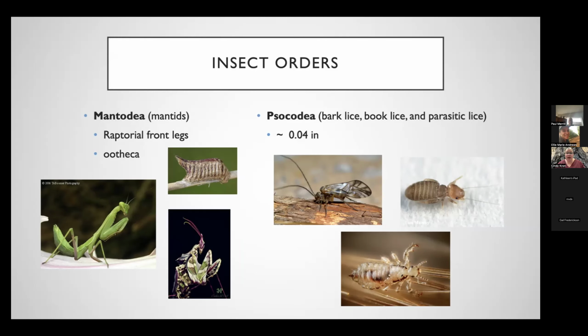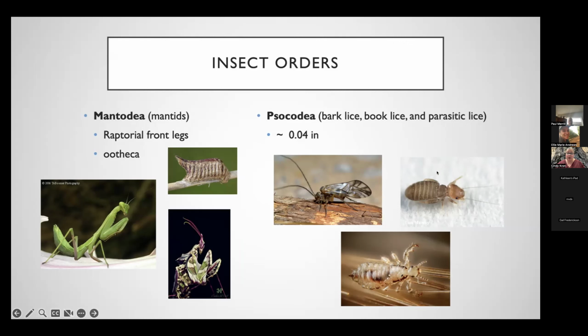Psocodea, which are bark lice, book lice, and parasitic lice. Now we know what the parasitic lice look like because these affect humans, whether it be crab louse or head lice. But these other book lice and bark lice, you'll find bark lice in the fields. And they look similar with the way they hold their wings to psyllids, but they're not psyllids. So the bark lice are good to have around. They feed on fungal spores, break down plant material.